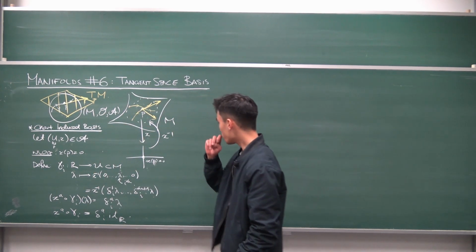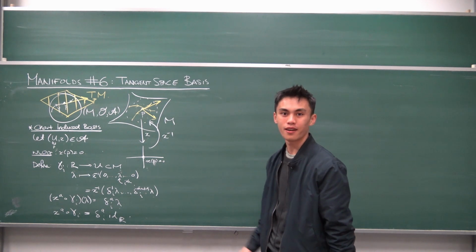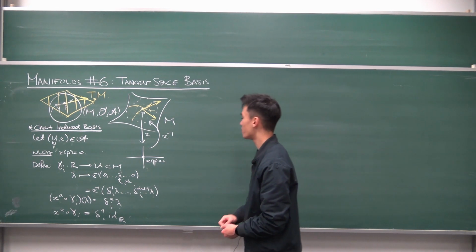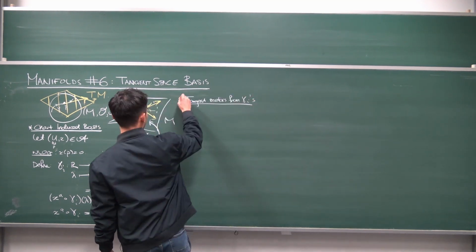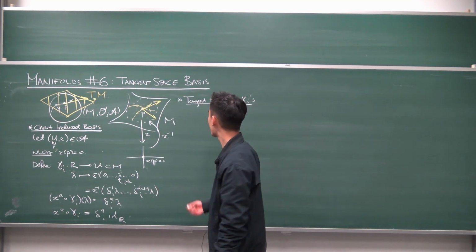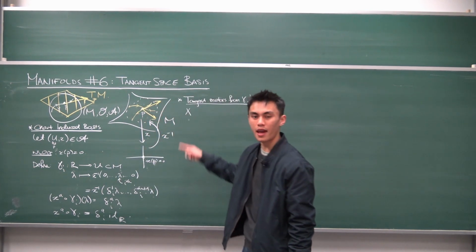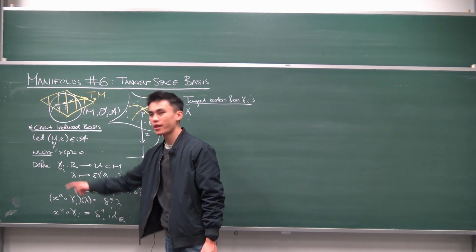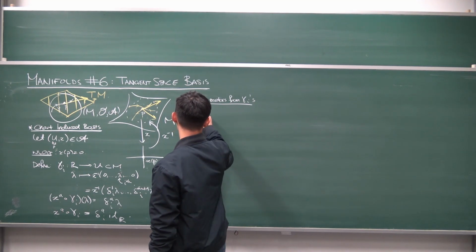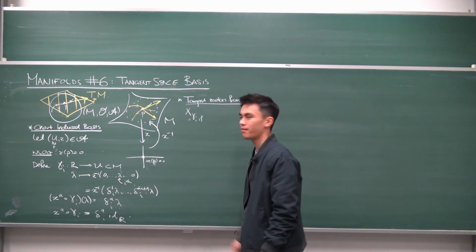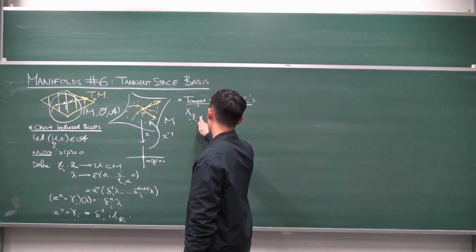And now, once we have these curves, we're going to try to construct the tangent vectors from these curves. So let's try to do that. Tangent vector time. Okay, so what we're going to do now is try to understand the tangent vector X generated by the curve gamma i, but at the point P. So we usually write it like this. I'm pretty sure I wrote it like this in the previous video anyways. And now we want to understand this guy.